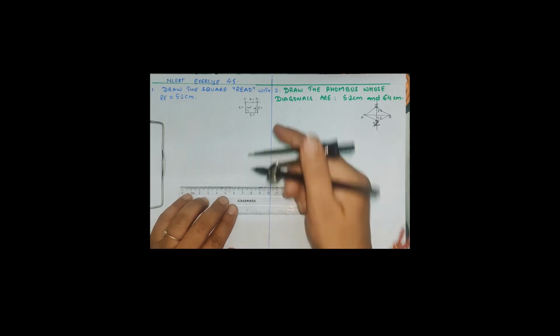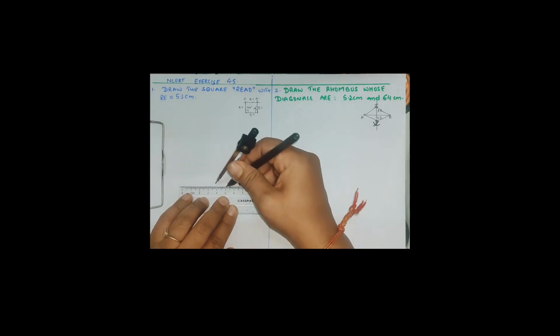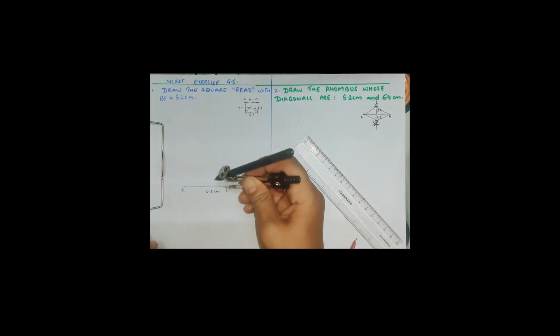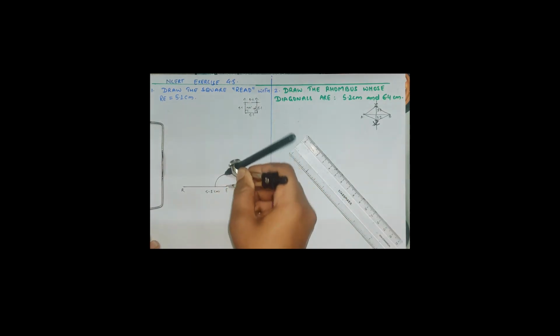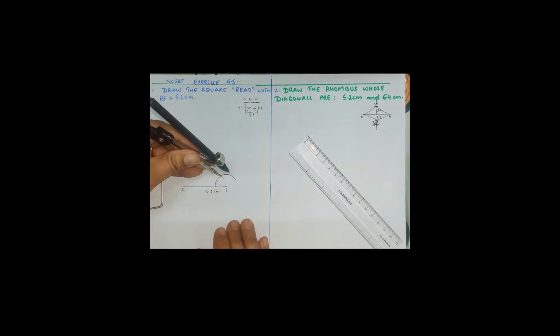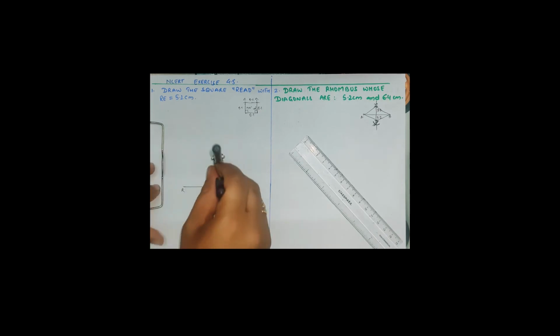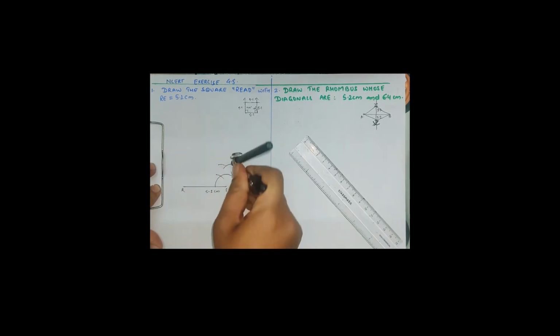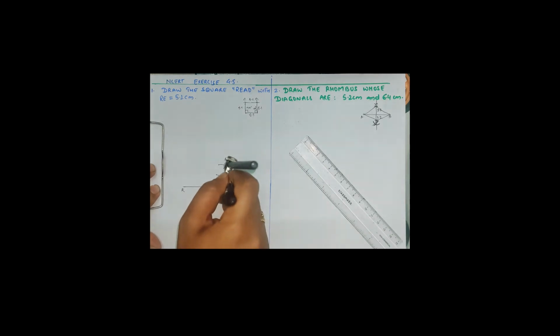5.1. Again I have drawn a rough diagram of it. RE equals 5.1. We know the property of the square, that each angle of a square is 90 degrees. So here also you need to construct 90 degrees at E, and at R also you need to construct 90 degrees in the same manner. Take any arc, construct 90 degrees.